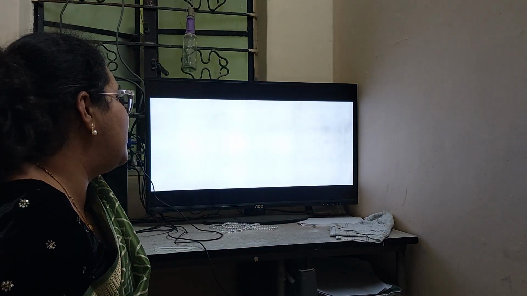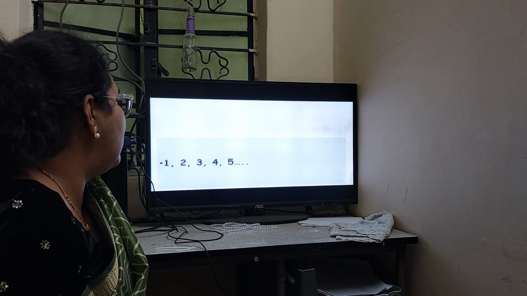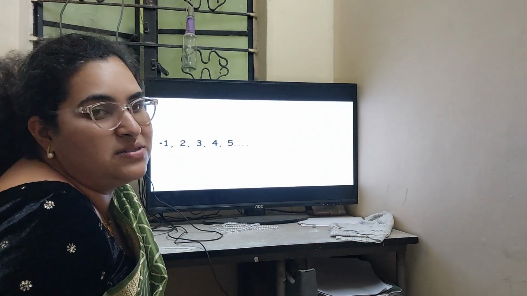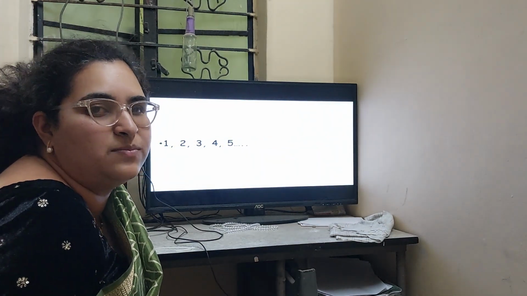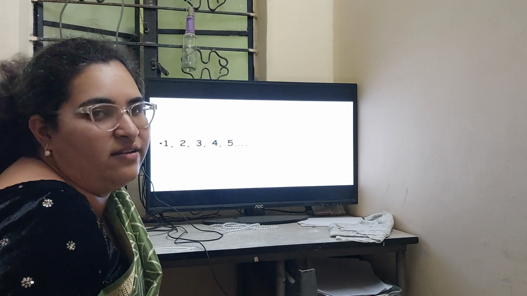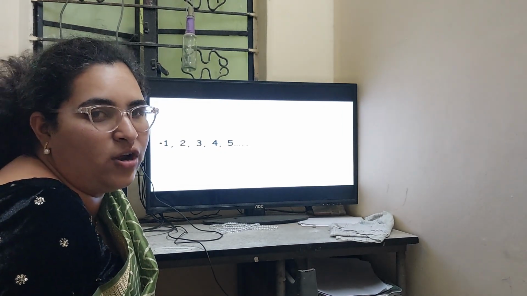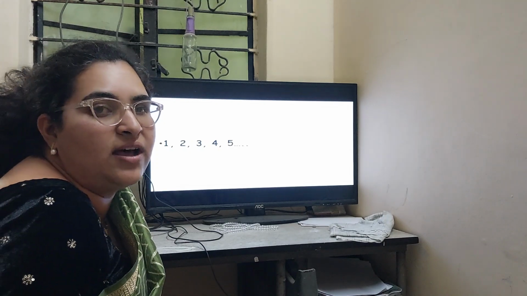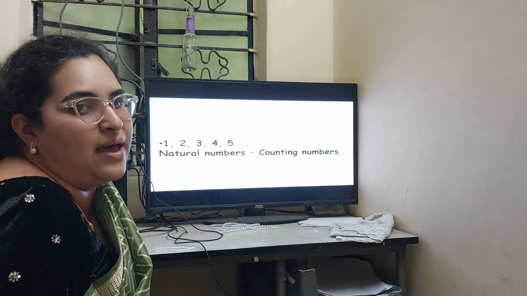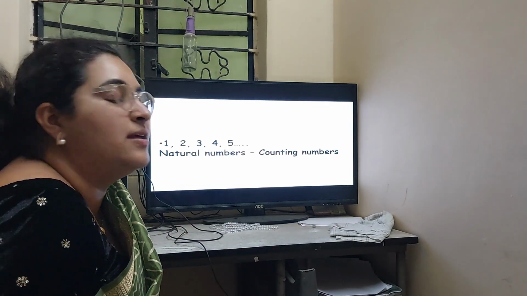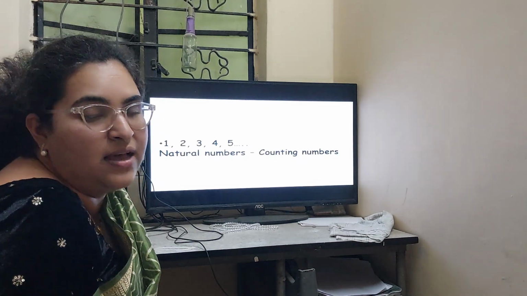Now we are going to learn that we have already seen some number systems. So which are those number systems? Can you see on the board here we have some numbers written. Which are those numbers? 1, 2, 3, 4, 5. Correct. So what are these numbers called? We call them natural numbers.